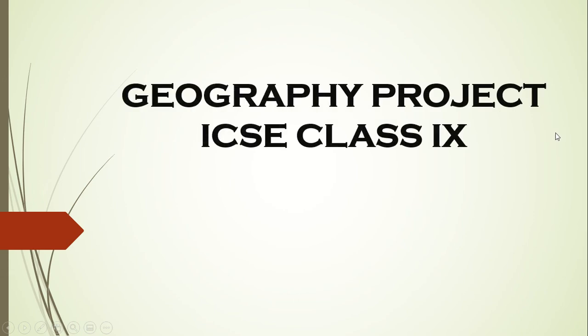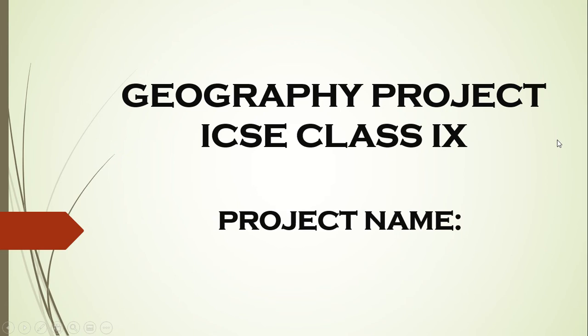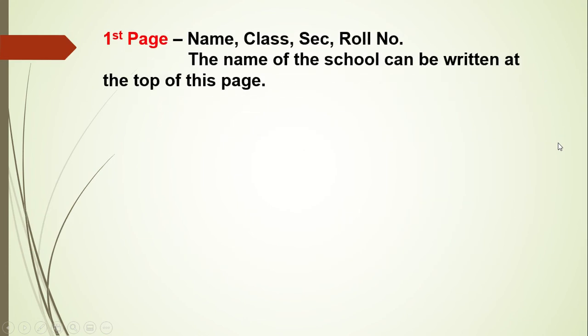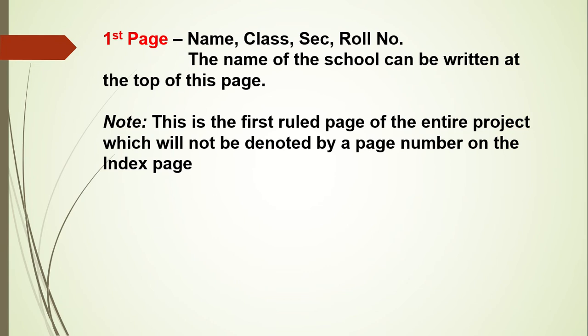Now we are going to deal with the geography project of ICSE class 9. The name of the project is weather forecasting. On the first page of the project, you will be writing your name, class, section and roll number. If you want to write the name of your school, it can be written at the top of this page. This will be the first ruled page of the entire project.